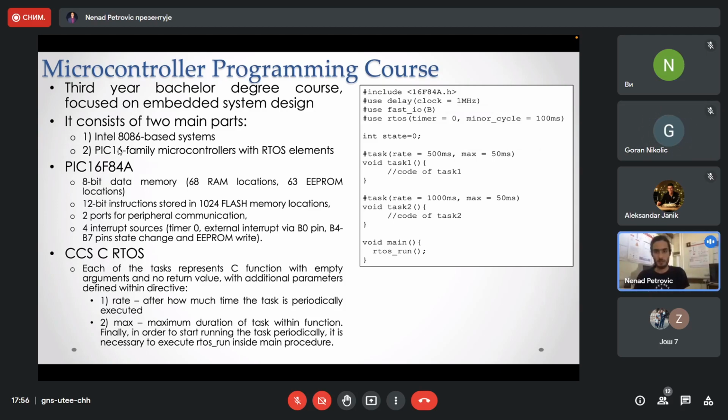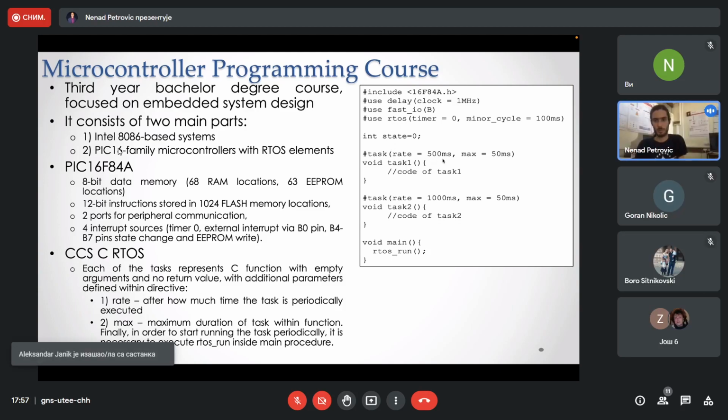Okay, and we have tasks which are executed periodically, and we put two parameters for defining these tasks as C functions without arguments and return value: the rate, after how much time the task is periodically executed, and the maximum duration of the task within each of the functions. So this is the skeleton of the code. We have tasks which are executed periodically after a given time, and in the main function we run RTOS.